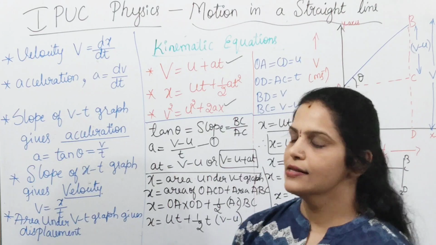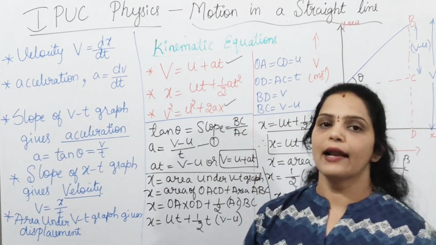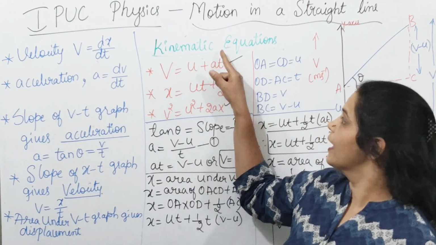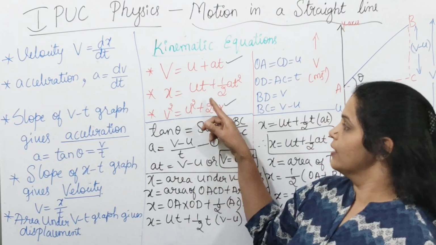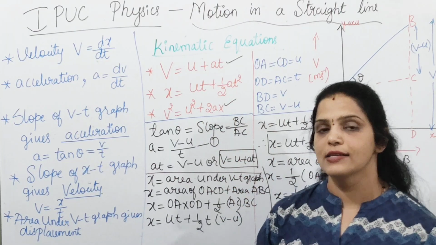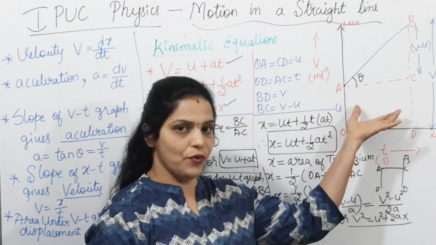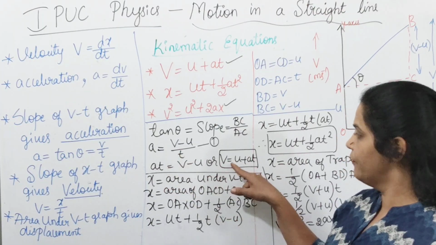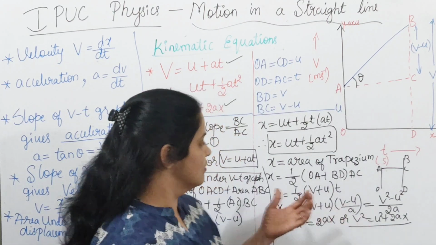So using this VT graph, we can get all these three equations. Arriving at these equations is called derivation, and deriving the kinematic equations is asked for 5 marks in the PU board exam. They may ask first x is equal to UT plus half AT square. Since this carries 5 marks, first you have to draw this graph diagram, which carries 1 mark, and arriving at the relation V is equal to U plus AT carries 1 mark, so 2 marks, and the remaining is for this question.